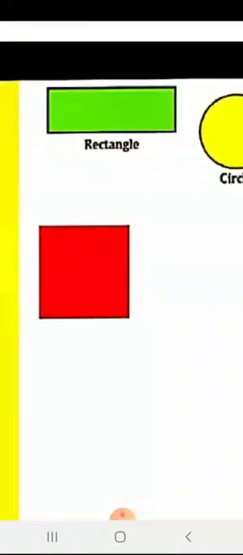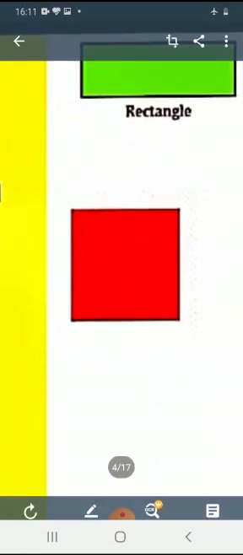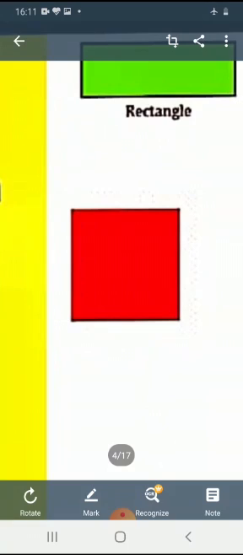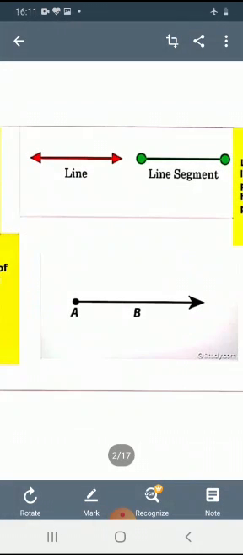Now 2D. Why are we saying 2D? They have 2 dimensions. Here observe the figure, the rectangle and a square. At one end it has a length and at the other end it has a width. These two we'll say are 2-dimensional figures. Here line and line segment are there. They have only one direction. So these we'll say are 1-dimensional shapes.